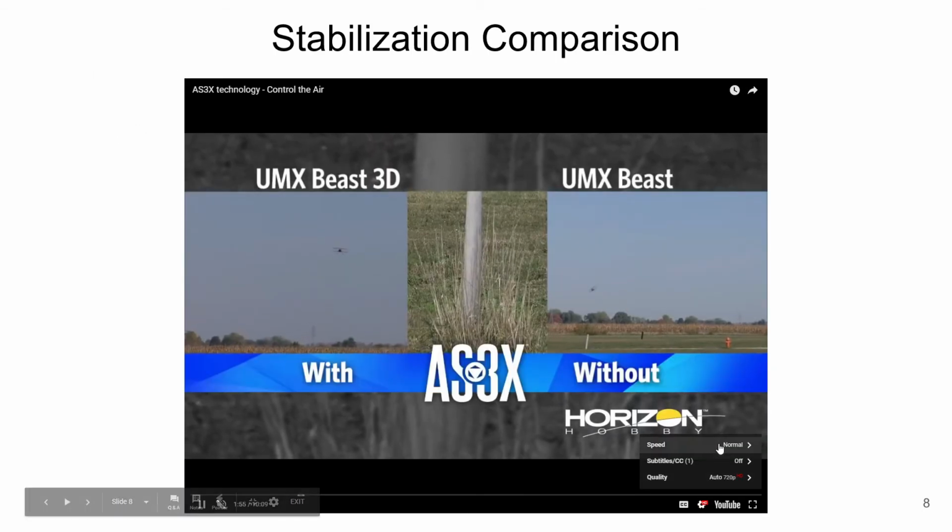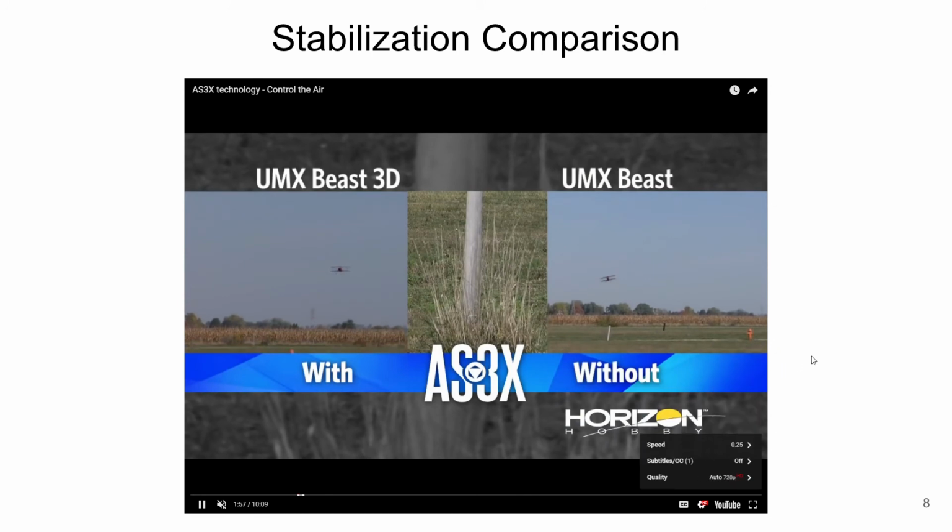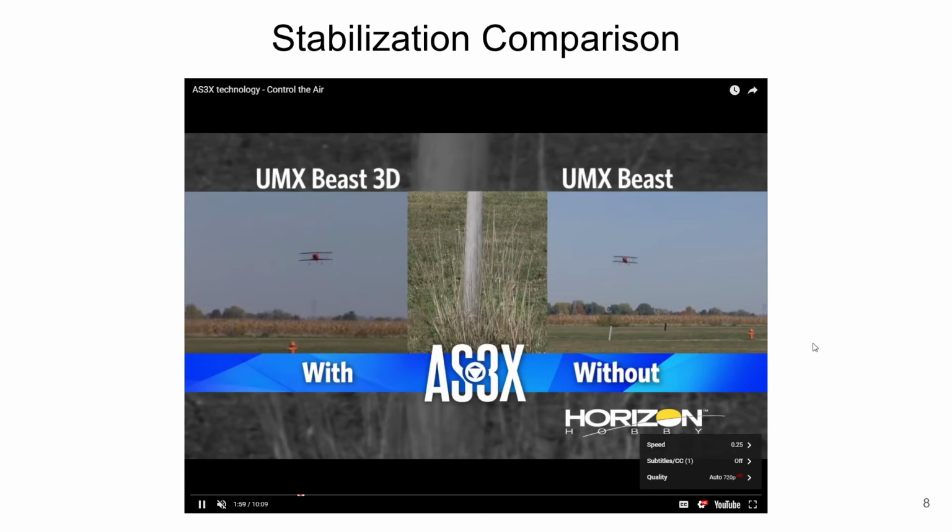On the left of this video, the RC plane utilizes a built-in stability system to maintain its current orientation. On the right, there is no stabilization, so the pilot must do his or her best to make the correction. As you can see, the right plane is wild.